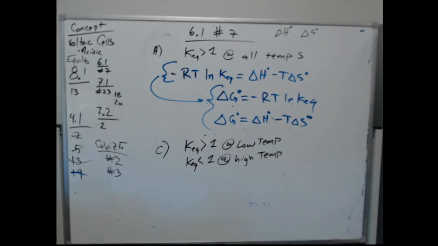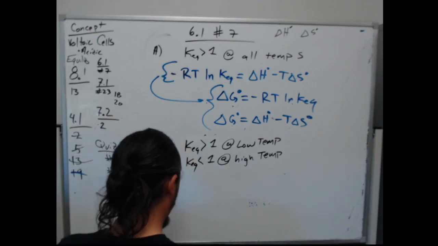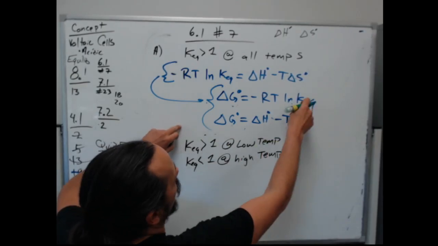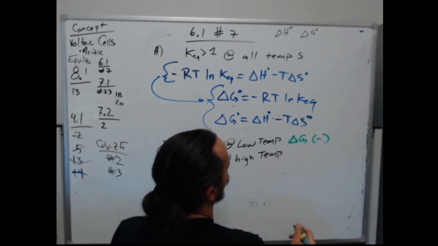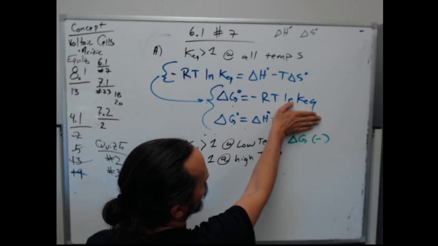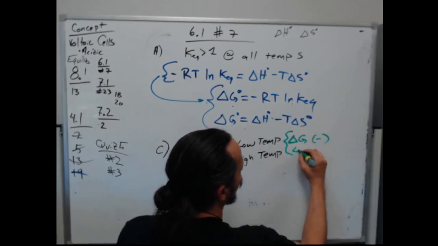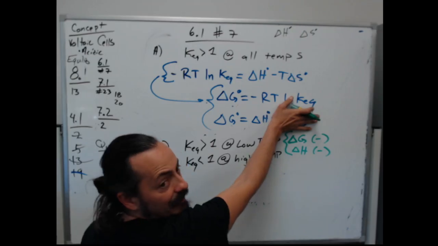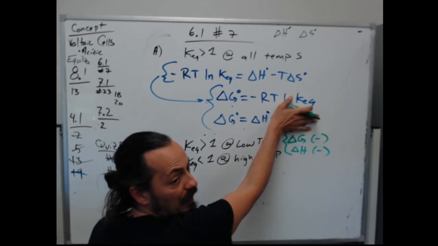And I do the same type of logic, right? So if KEQ is greater than 1, that is going to be a negative delta G. Delta G is negative. At low temp, I'm going to have that term disappear. That means delta H must also be negative, because at low temp that T delta S goes away, and I just have delta G equals delta H, so they both must have the same sign.